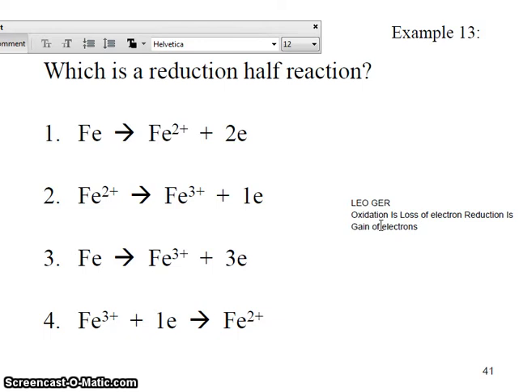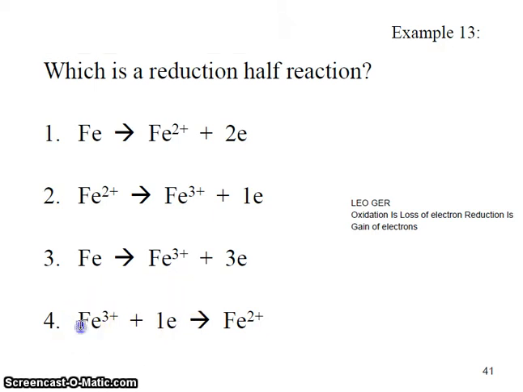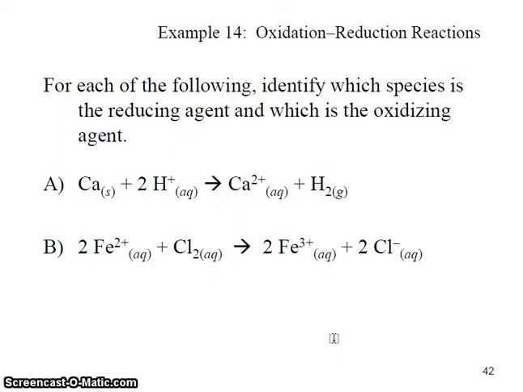So if you look at the first one, that is causing a loss of electron, loss of 2 electrons rather. The second one is loss of 1 electron. The third one is loss of 3 electrons. And we have the last one where 1 electron is being gained. So the reduction half reaction is going to be the last one in this case, which is gain of electrons.